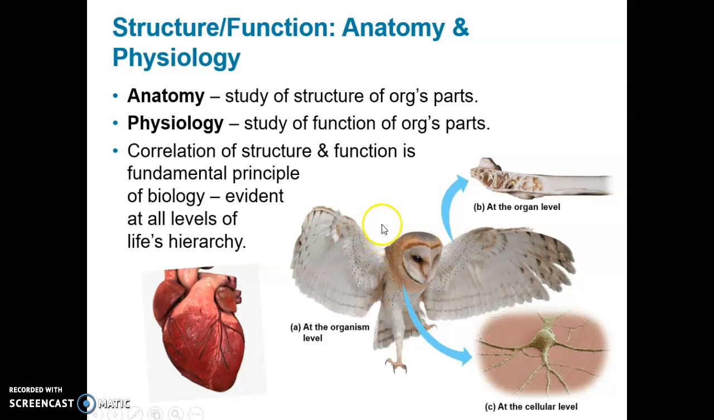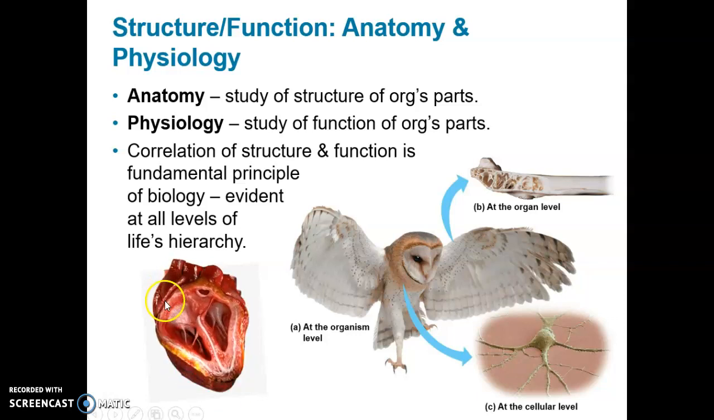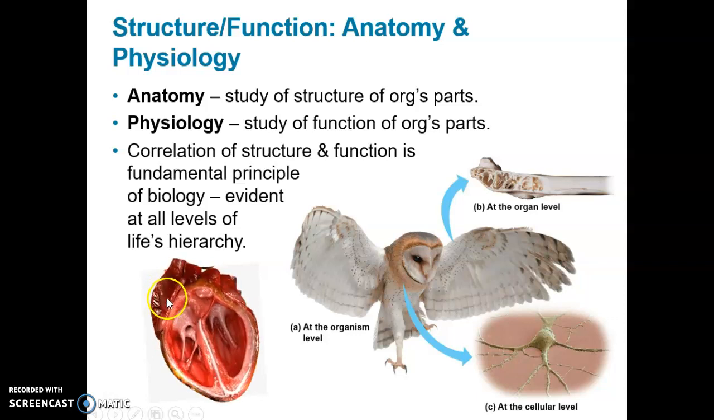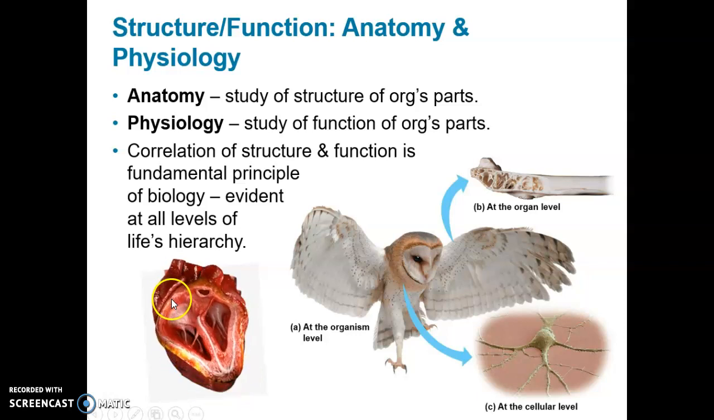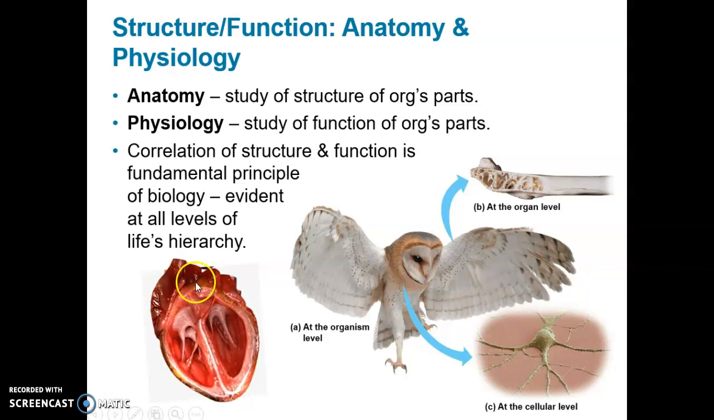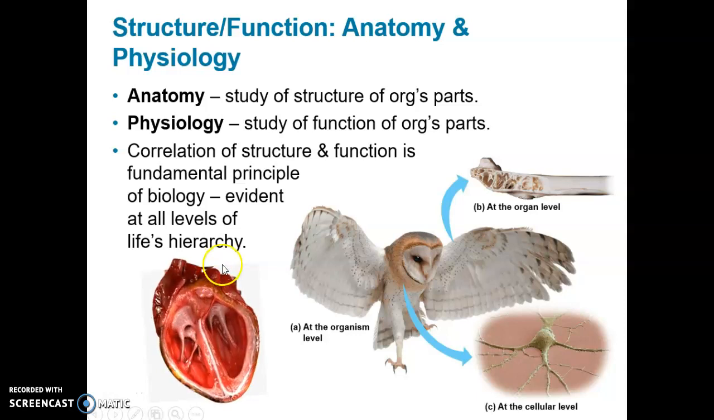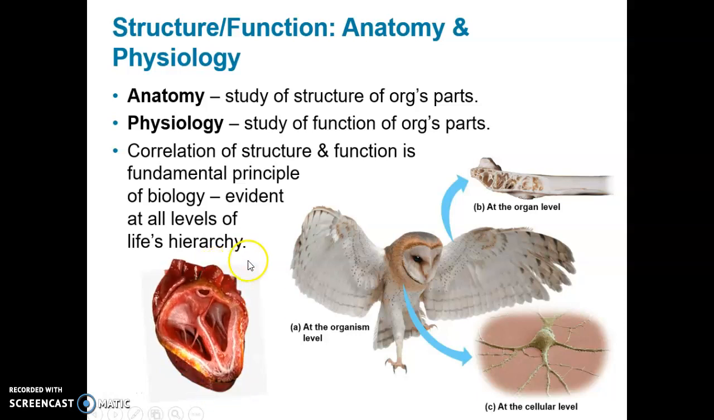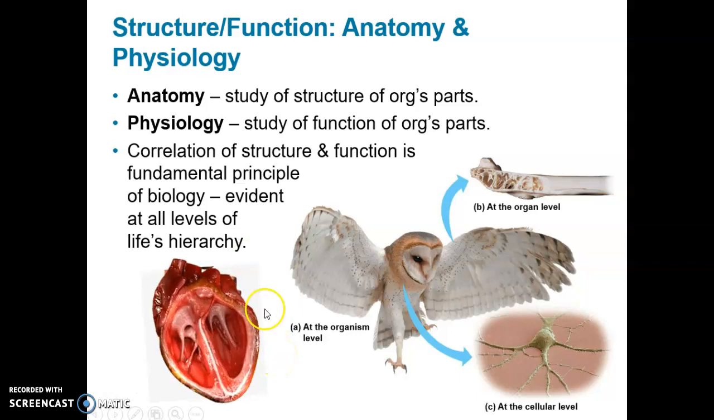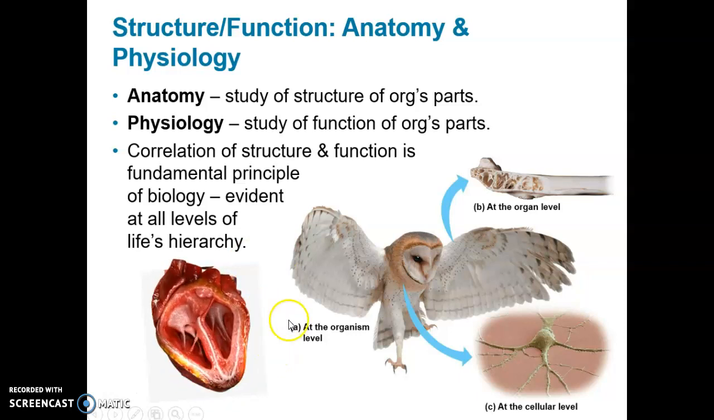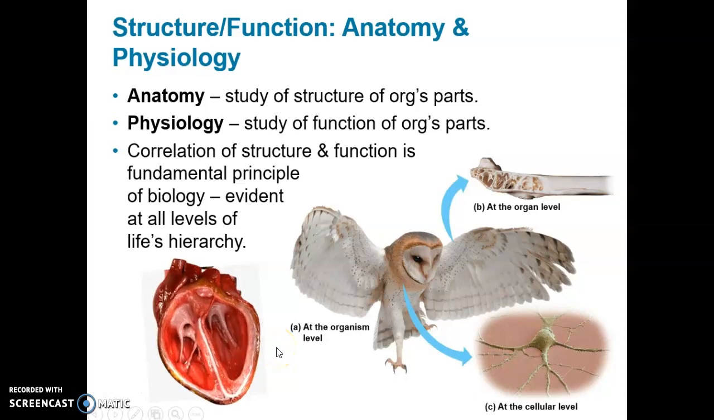But then the same for tissues and organ systems. They have their particular anatomical structure that allows them to do their physiological functions, like the heart. The cells and the tissues of the heart are able to contract and propel blood from chambers of the heart through other chambers of the heart, and then out of the heart into the blood vessels to be propelled throughout the body to deliver nutrients and oxygen and carry away waste materials.